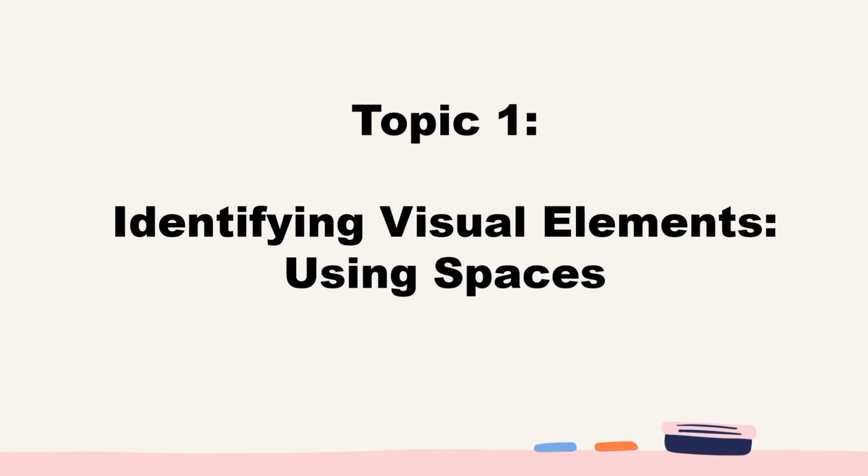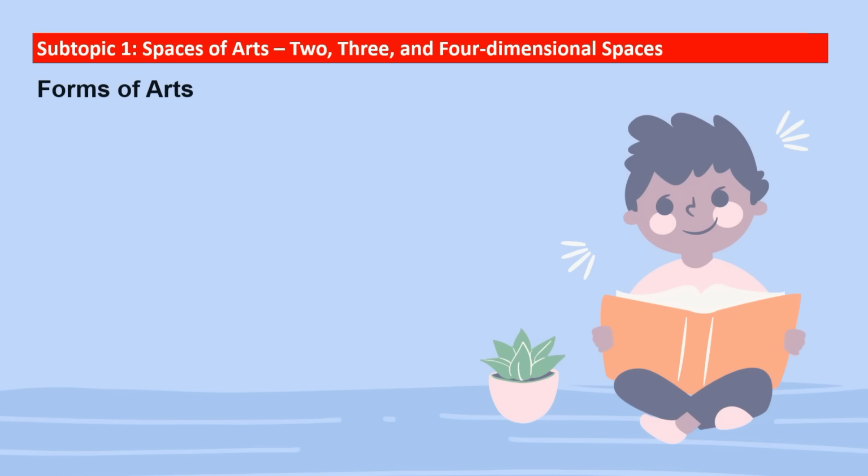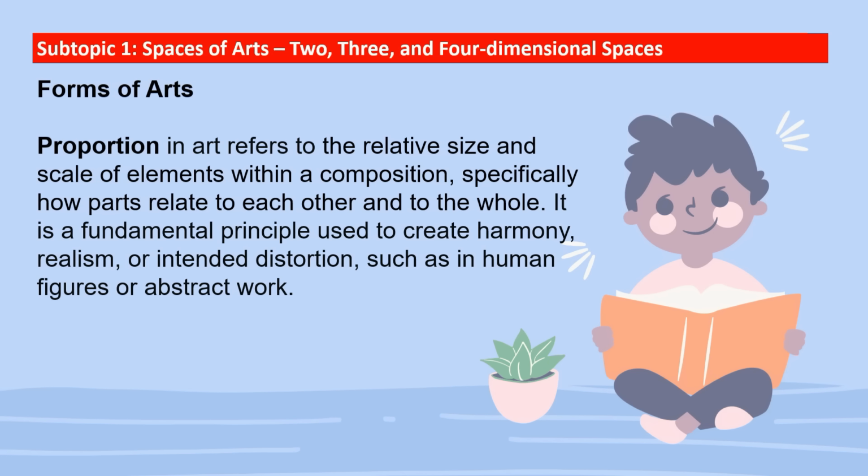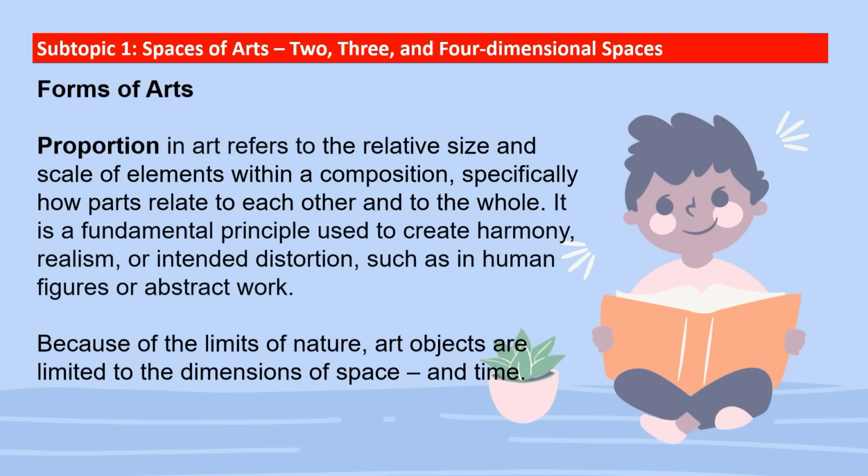Today, we will begin with the first topic: identifying visual elements using spaces. Let's talk about forms of arts. Proportion in art refers to the relative size and scale of elements within a composition, specifically how parts relate to each other and to the whole. It is a fundamental principle used to create harmony, realism, or intended distortion, such as in human figures or abstract work. Because of the limits of nature, art objects are limited to the dimensions of space and time.